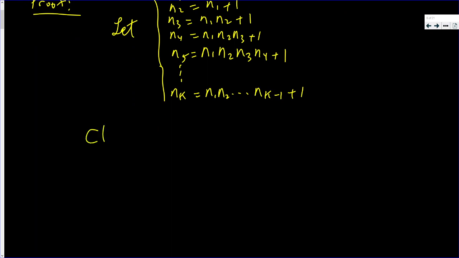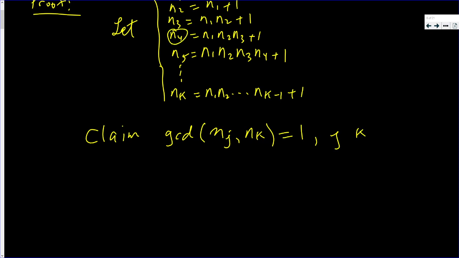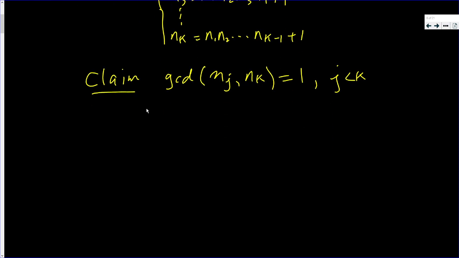Now, I claim that the GCD of any two of these, say n sub j, n sub k, is equal to 1, providing j and k are different. That is, I can't argue that the GCD of n4 and n4 is 1. The GCD of n4 and n4 is n4. But I want to say they're different, and to make my life easier, I want to say which one is smaller. j is smaller than k. So let us prove this claim.